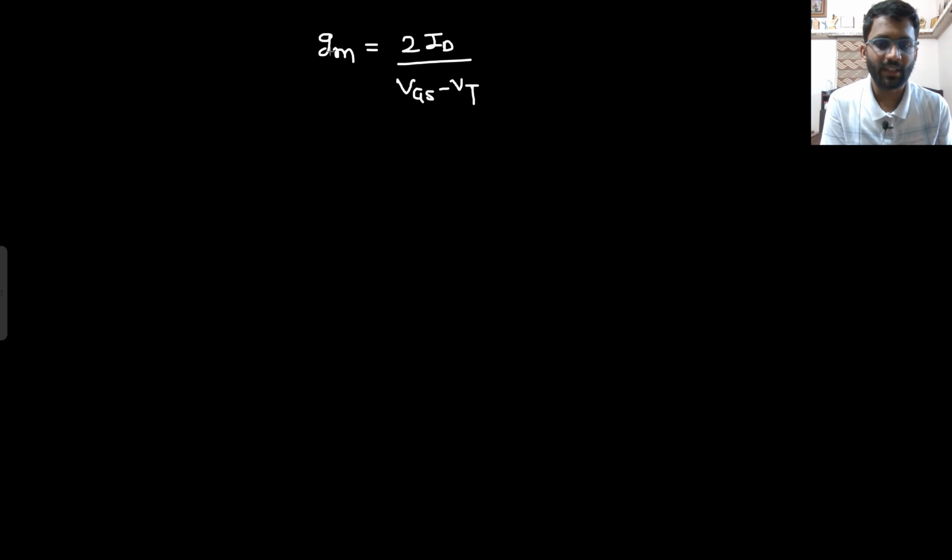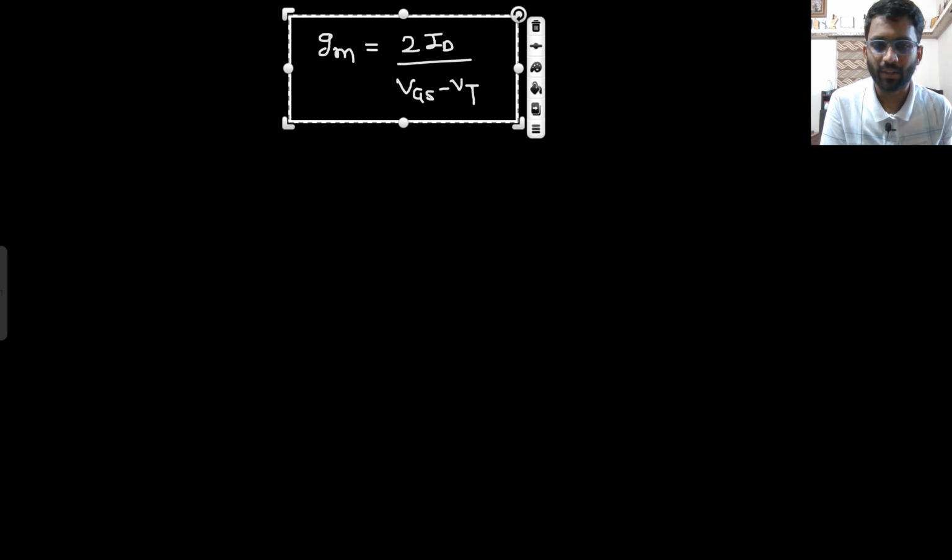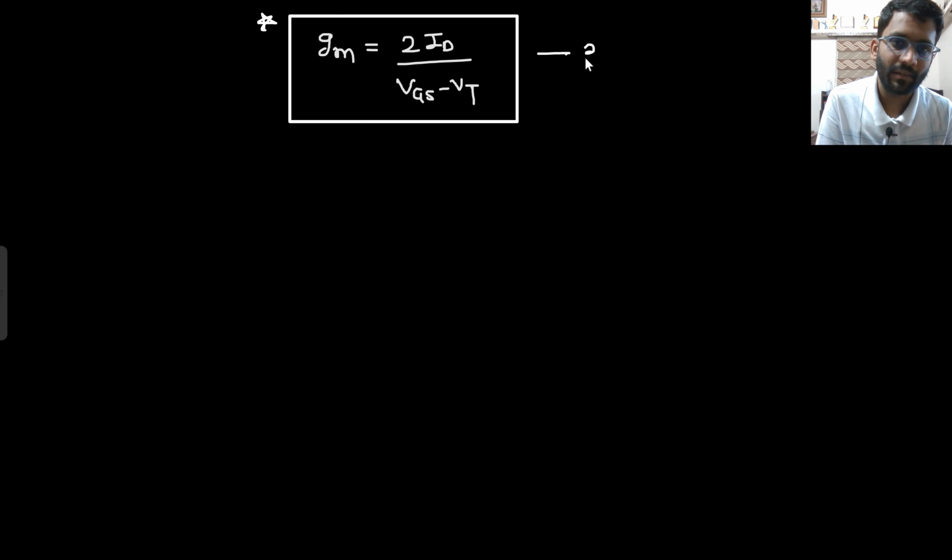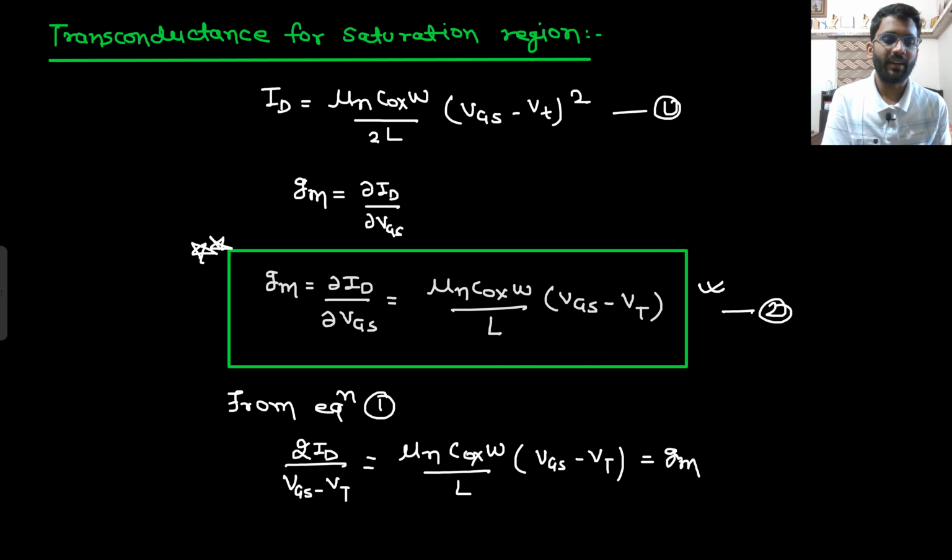I will recommend you to remember this formula, because a lot of times we use it. 2ID upon VGS minus VT. Okay, so this is the second formula. This is also very important. One more formula we can get.